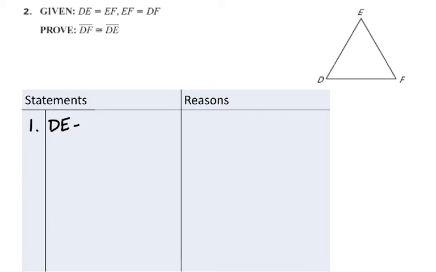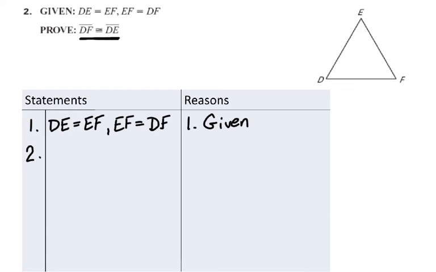So DE is equal to EF, and EF is equal to DF, and that is given. Okay, step 2 here, we're going to change from the equal sign to the congruent sign, because the statement that we need to prove is that DF is congruent to DE.